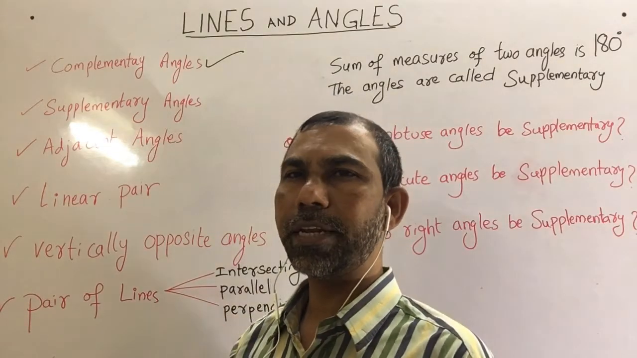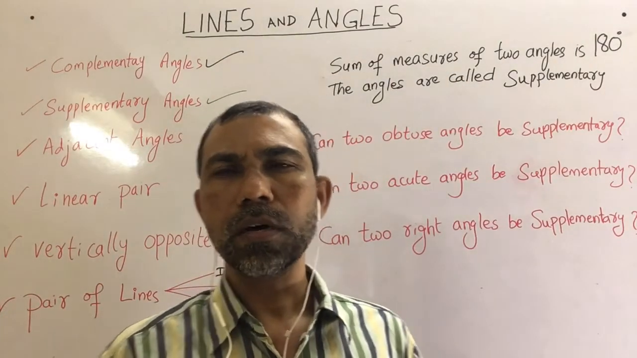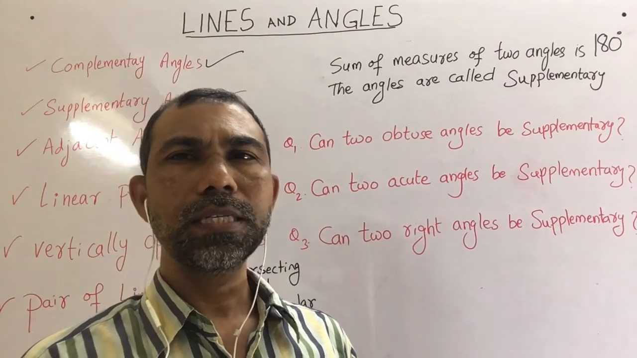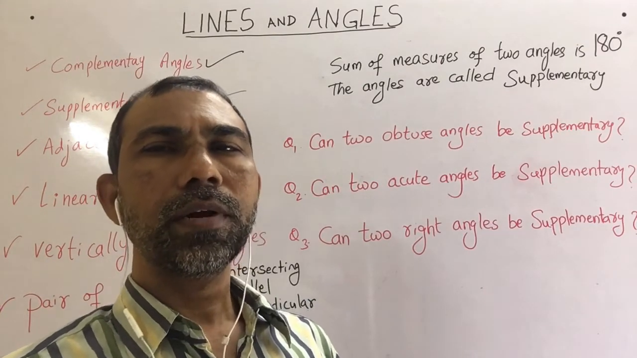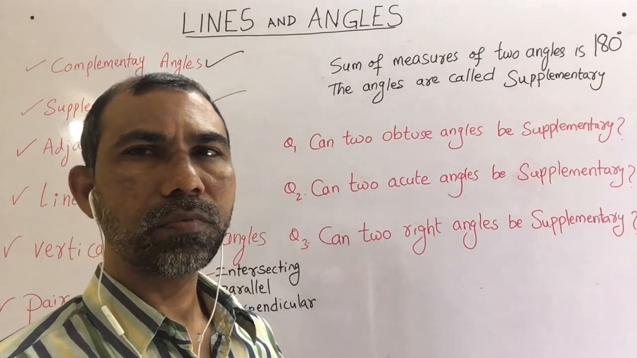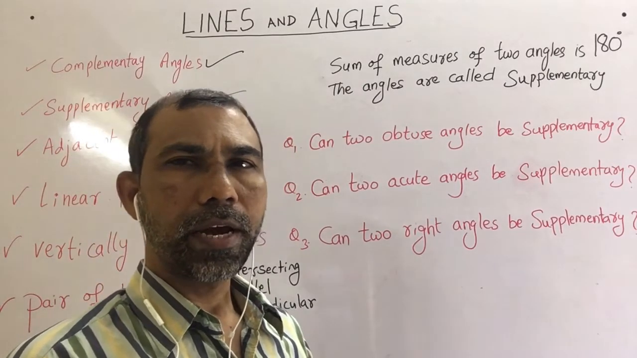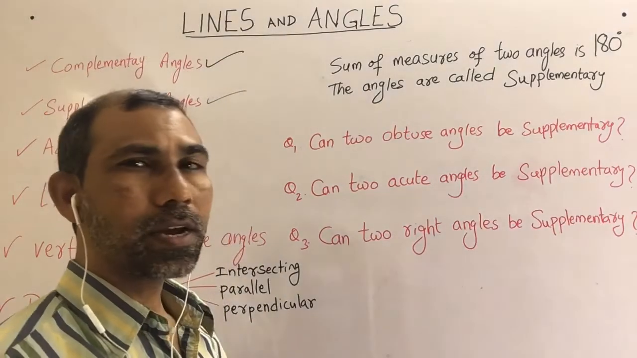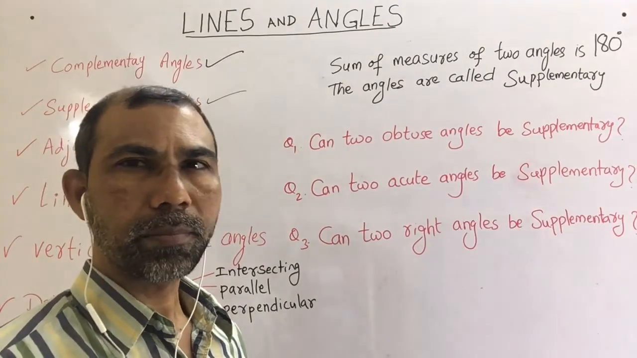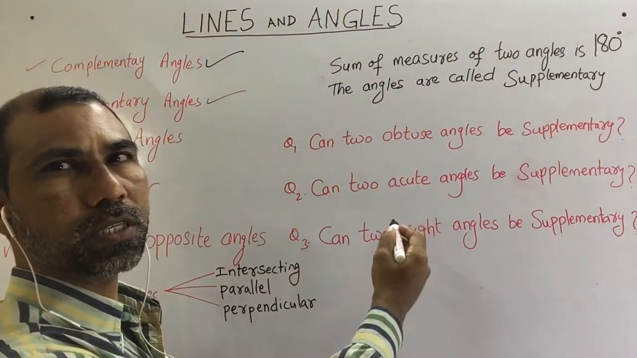Now, let us see the meaning of supplementary angles. The supplementary angles are the angles where the sum of the two angles must be equal to 180 degrees. That means the measure of any two angles is 180 degrees, then the both are called supplementary angles, and one angle is supplementary to another. These two pairs are said to be supplementary angles. Let us see few questions here.